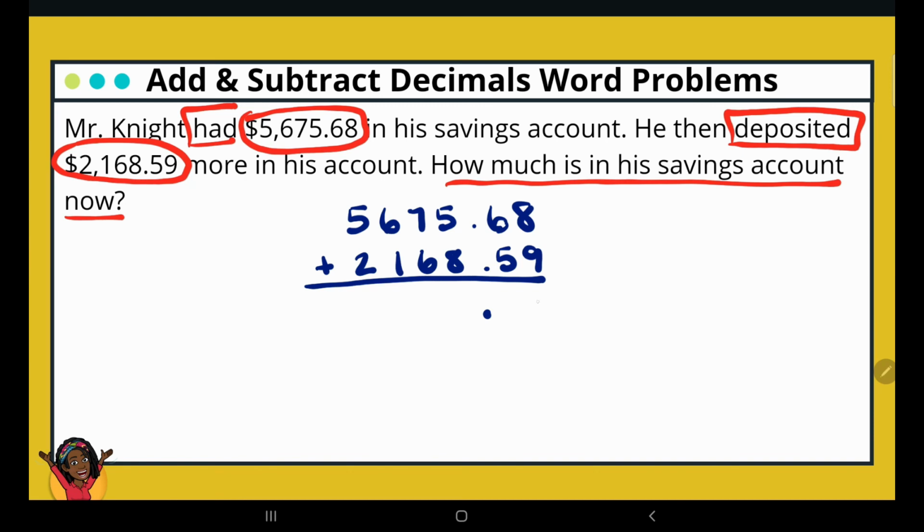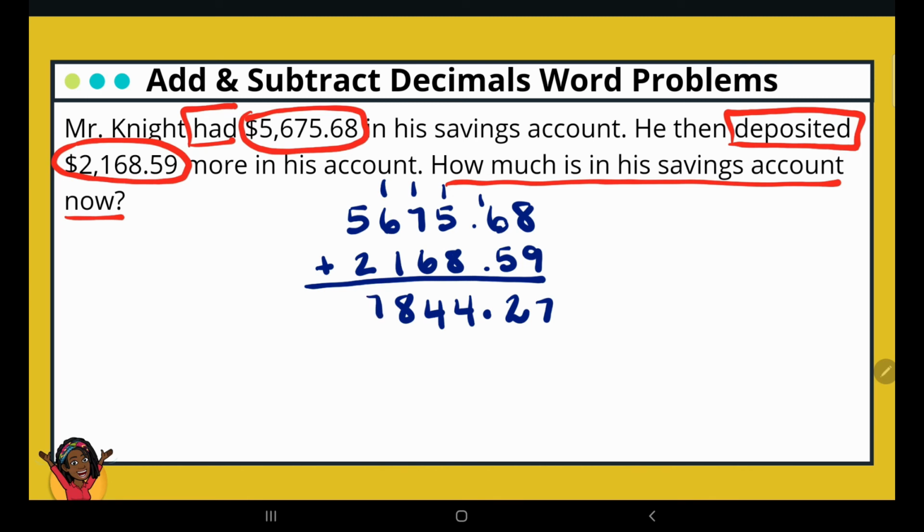So 9 plus 8 is 17. 6 plus 5 is 11. Plus 1 is 12. Carry the 1. 8 plus 5 is 13. Plus 1 is 14. 7 plus 6 is 13. Plus 1 is 14. 6 plus 1 is 7. Plus 1 is 8. And then 5 plus 2 is 7.